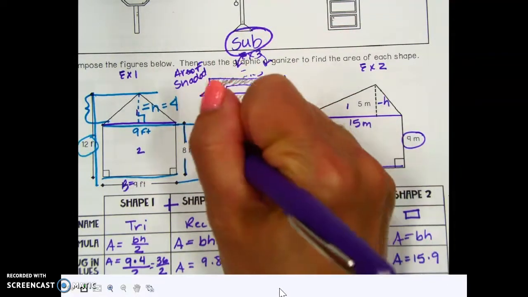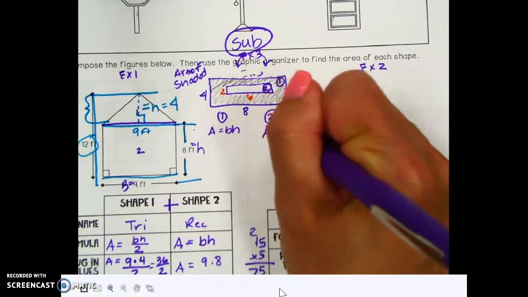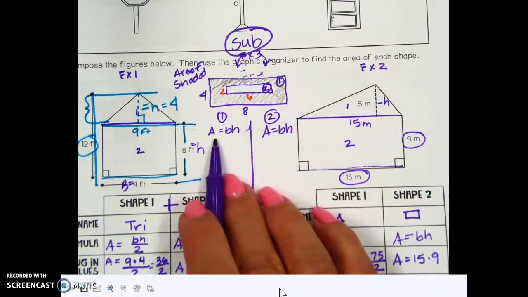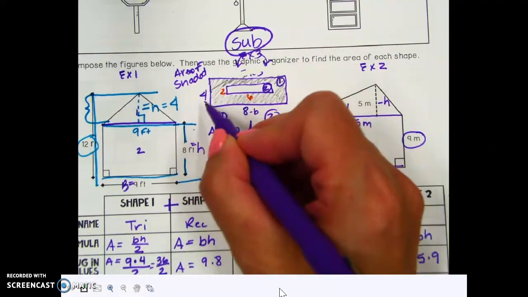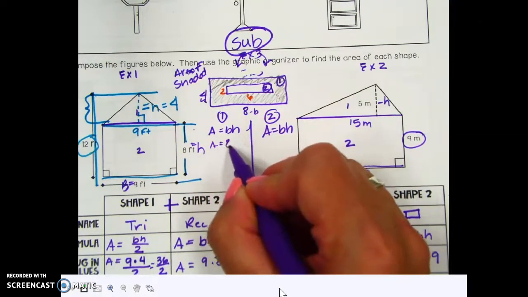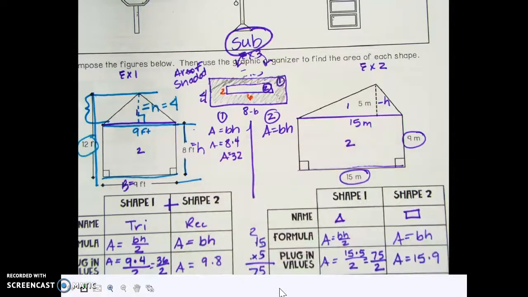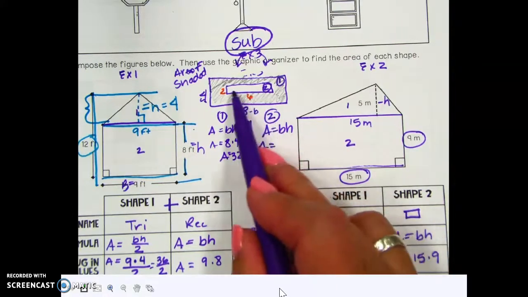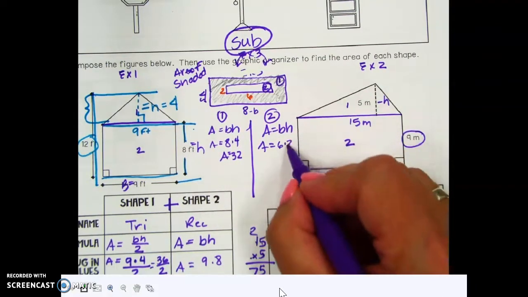So for 1, what is the formula? What is the formula for 2? They're both rectangles. That makes life easy. So now I'm going to plug in for 1. 1 is my big one. The base is 8. The height is 4. So the area is 32. Again, area equals. So now I'm going to go to figure 2, which is the small one. The base is 6. The height is 2.